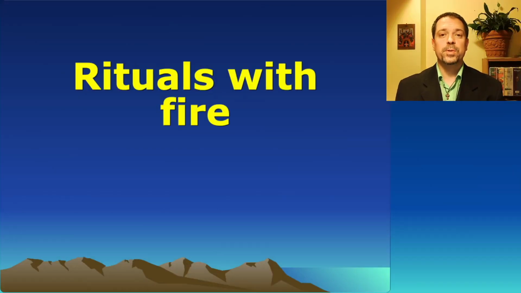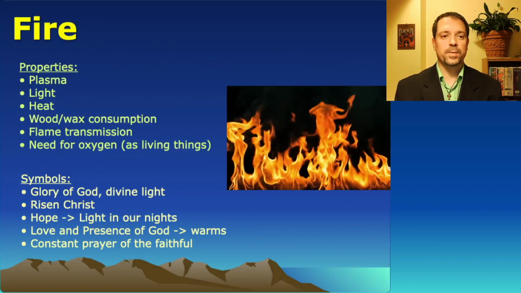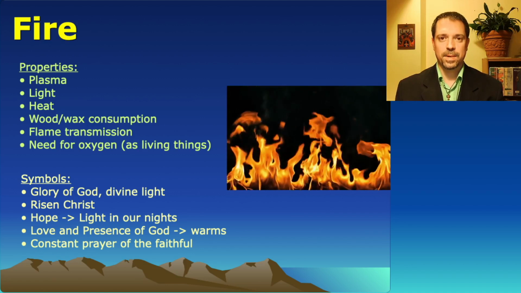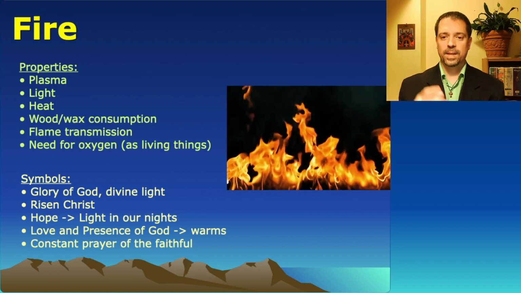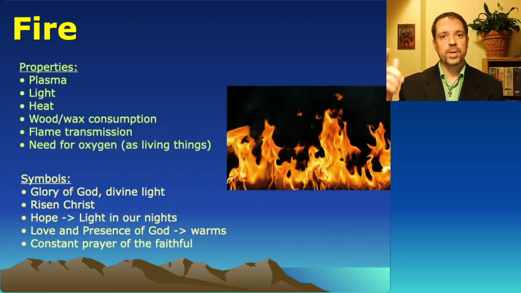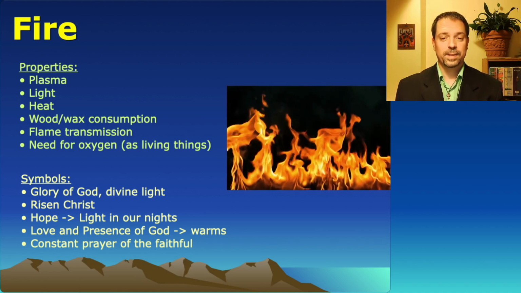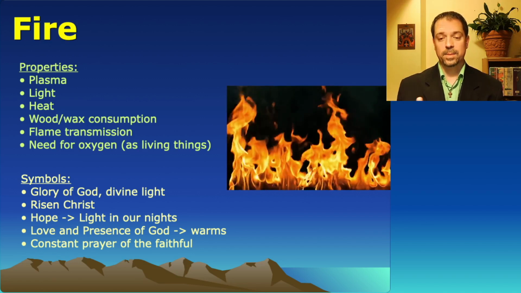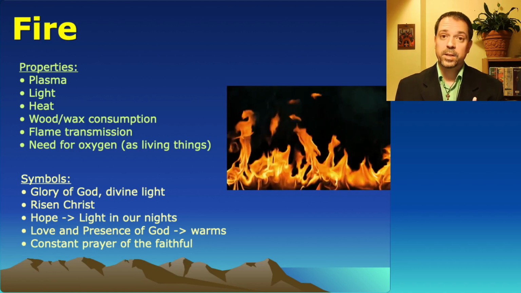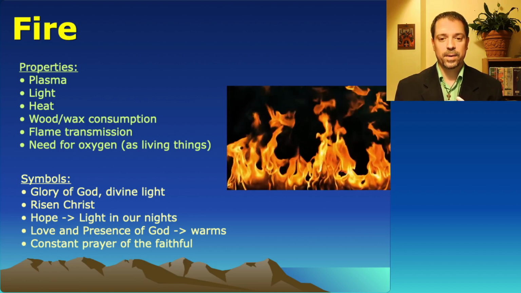We're moving on to rituals with fire. Now, what are the properties and the symbols associated to fire? Well, first of all, in the state of matter it is in, it's plasma. So the atoms are excited to such a point that the electrons start jumping up and down in their different levels, and that gives off light. So there's energy invested in those atoms, and they give off that energy showing light. Light is one thing, and heat is obviously the other property that we're going to get out of fire.